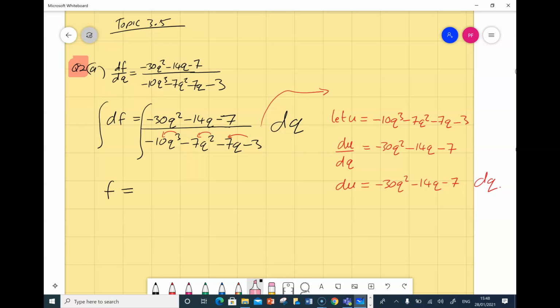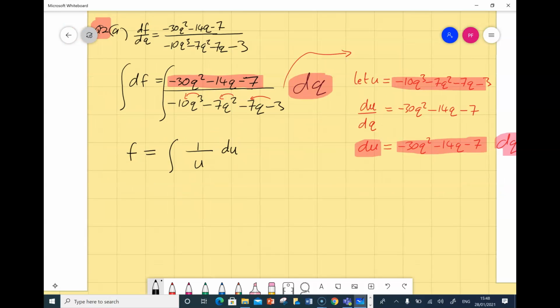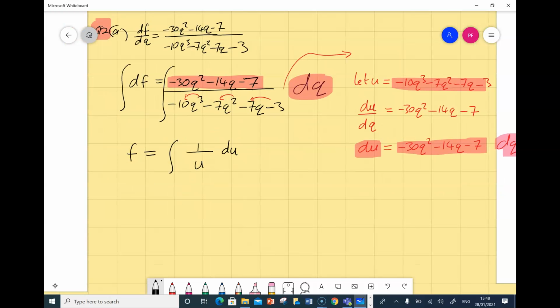I'll notice that minus 30q squared minus 14q minus 7 appears on my top line, and my dq also appears, and all of that can be swapped out for du. And my bottom line can also be called u. So it's the integral of 1 over u du. The integral of 1 over u is the natural log of the absolute value of u plus c.